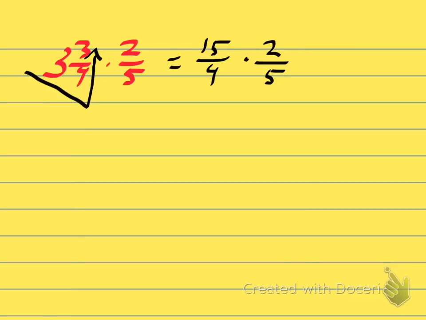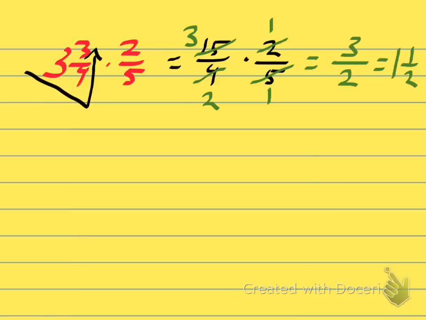Well, look, I see stuff that's going to cancel. The 15 and the 5 are both divisible by 5. If I take it out, I get a 3 and a 1. And the 2 and the 4 are both even, which means they're divisible by 2. Take it out, you get 1 and 2. And on top, we'll get 3 times 1 is 3 over 2. And I should really simplify that back to 1 and a half.